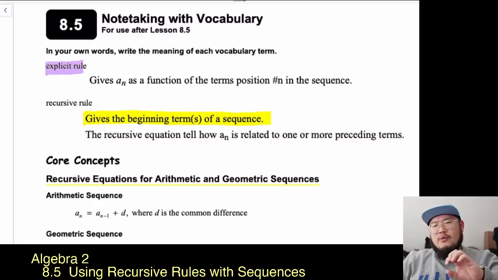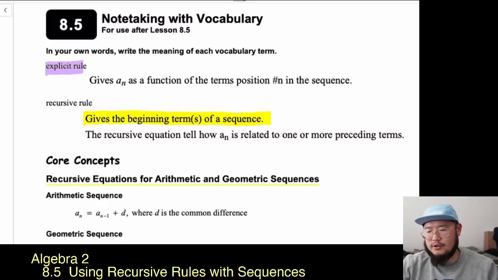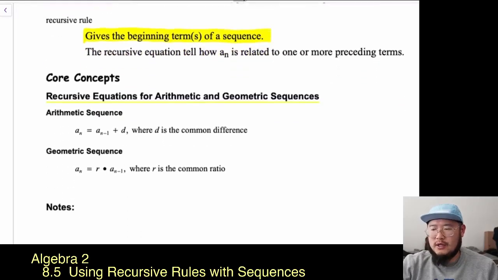If they tell you what the first term is, then to get the next term, you take the previous term and add whatever the common difference is. If it's arithmetic, you're going to be adding, or if it's geometric, then you will be multiplying. So let's take a look at the two recursive rules. The first one is for an arithmetic sequence, and it's a sub n is equal to a sub n minus 1 plus d.